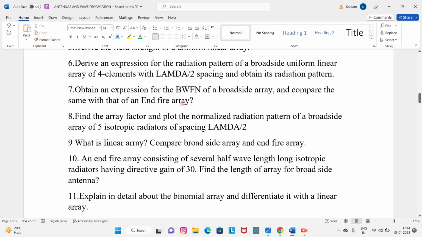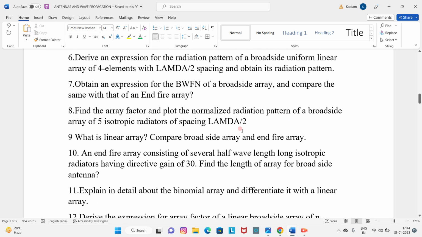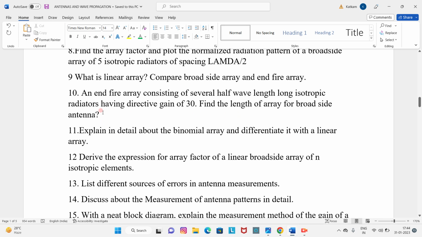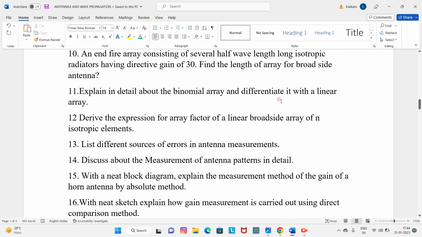10th question, an end fire array consisting of several half wavelength long isotropic radiators having a directivity gain of 30. Find the length of the array of a broadside antenna. 11th question, explain in detail about the binomial array and differentiate it from the linear array. 12th question, derive the expression for the array factor of a linear broadside array of isotropic elements. 13th question, list different sources of errors in antenna measurements. 14th question, discuss the measurement of antenna patterns in detail.